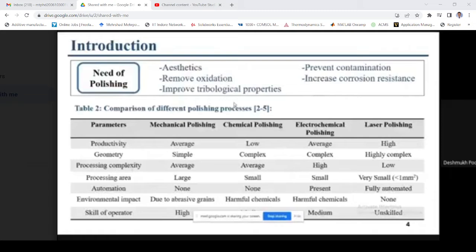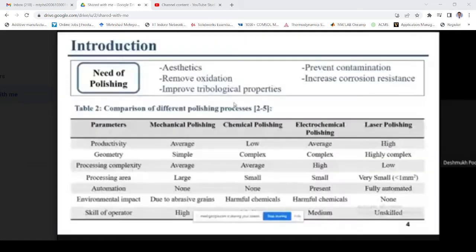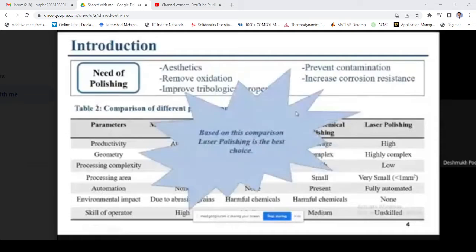When we see the environmental impact of these processes, in mechanical polishing abrasive grains are used, whereas in chemical and electrochemical polishing chemicals are used which are harmful to the environment. But in the case of laser polishing, it is not so. Next is the skill of the operator. For mechanical, chemical and electrochemical polishing, the quality of the polished product depends on the skill of the operator. Whereas in laser polishing, if the parameters are properly optimized, an unskilled operator can also process the surface. So based on this comparison, I can say that laser polishing is the best choice for precision polishing.